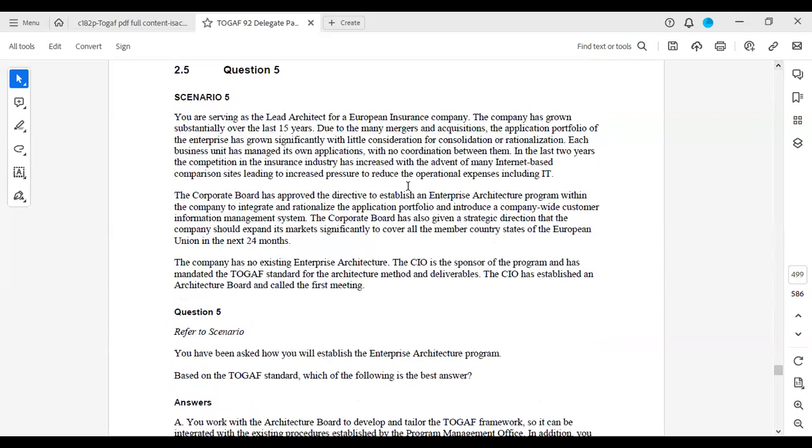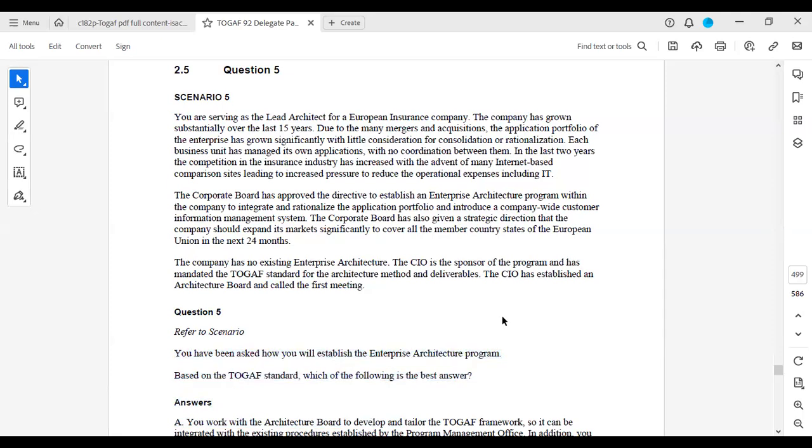Now, what we need to do is, first you read the question. You need to identify the topic of the question. There are so many topics in TOGAF, right? I need to identify what this particular question is speaking about. Is it the preliminary phase? Is it phase A? Is it phase B? Is it phase G? Or is it compliance? Is it risk management? What is it talking about? They're talking about the preliminary phase, because you will need to establish the enterprise architecture program.